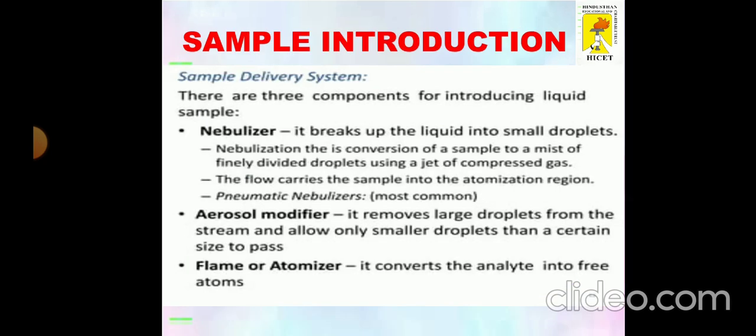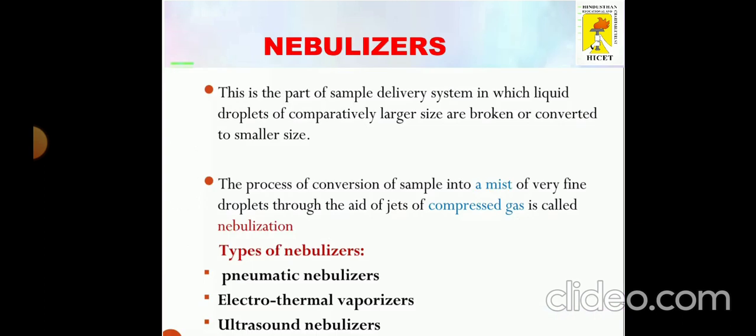Sample introduction. There are three components for introducing a liquid sample: nebulizer, aerosol modifier, and flame or atomizer. The nebulizer breaks up the liquid into small droplets, and the modifier removes large droplets from the stream and allows only small droplets to pass easily. Atomization converts the analyte to free atoms.